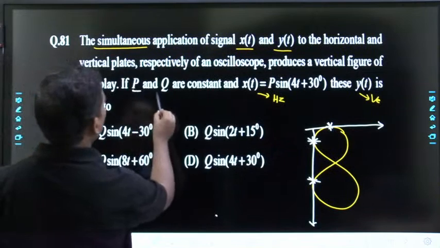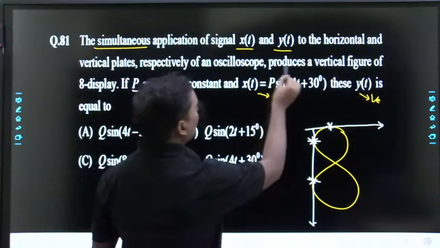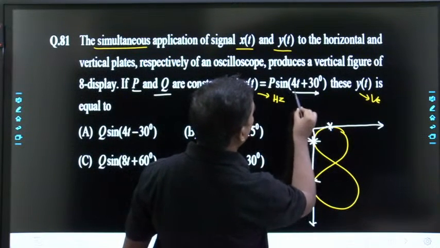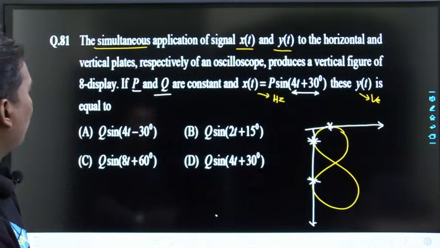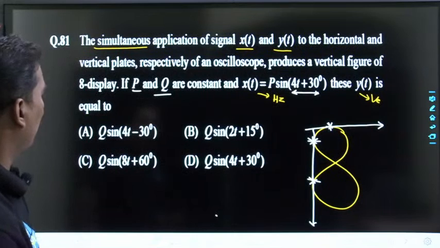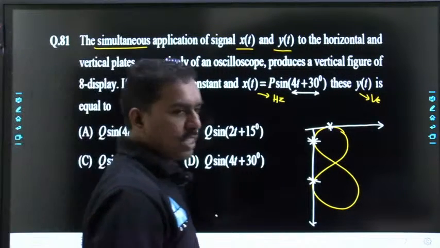Now what is the question asked? If P and Q are constant and x of t is P sine of 4t plus 30, then y of t is equal to dash. Dear student, try to answer this question.